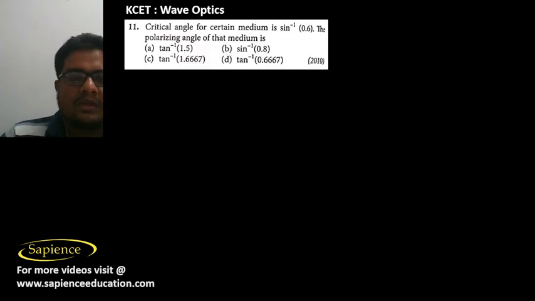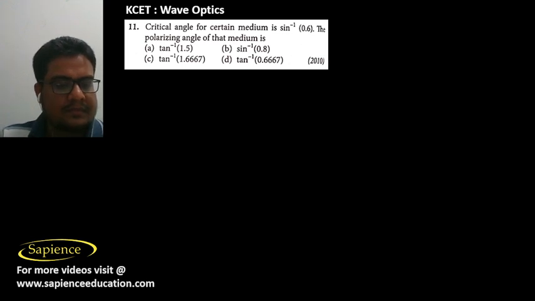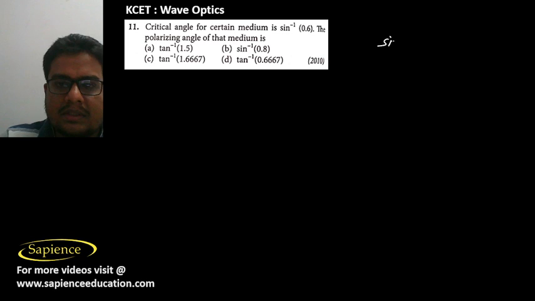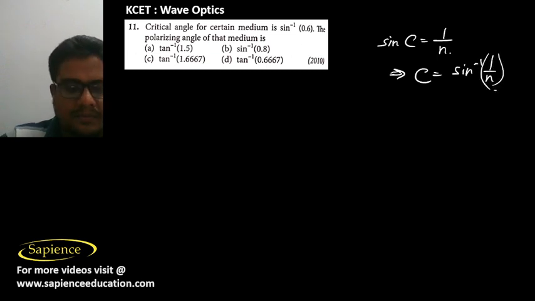Then in question number 11, it is told the critical angle for a certain medium is sine inverse 0.6. What is the polarizing angle of that medium? So if the critical angle is C, then we have sine C equal to 1 by n, meaning the critical angle C is sine inverse of 1 by n, where n is the refractive index of that medium.